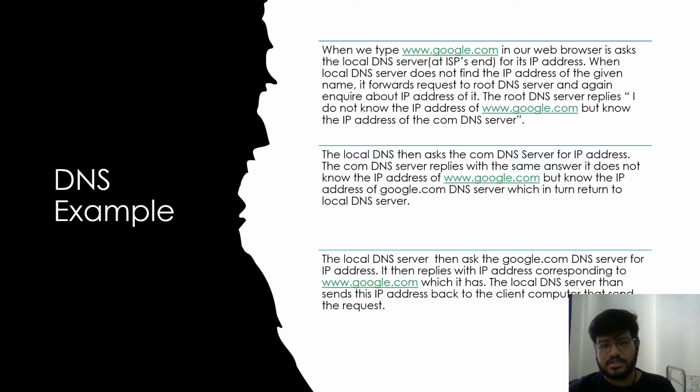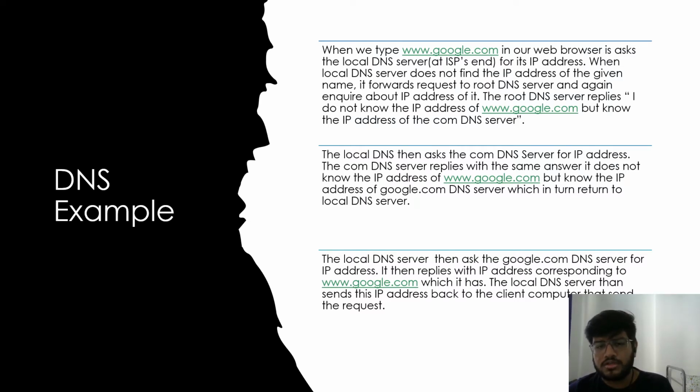Then the local DNS server asks the COM DNS server for its IP address. The COM DNS server replies with the same answer. It does not know the IP address of www.google.com, but it knows the IP address of google.com. So the DNS server returns that to the local DNS server.